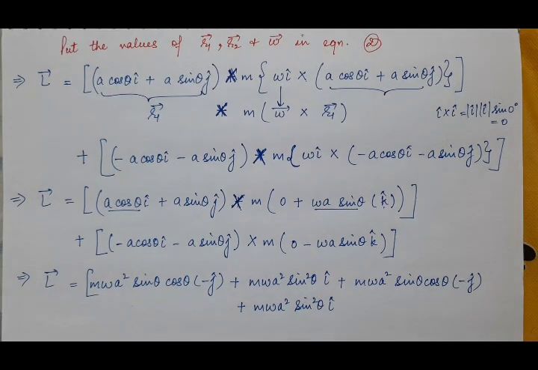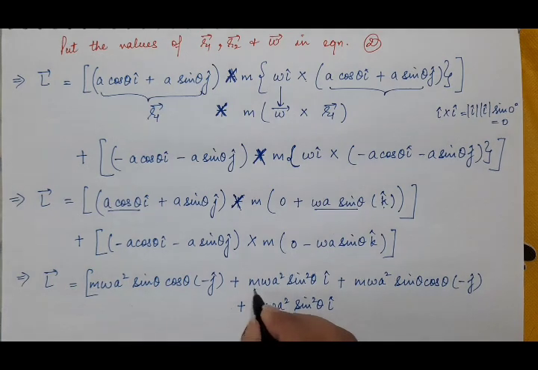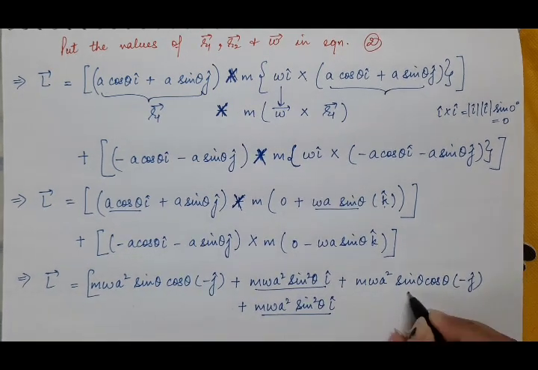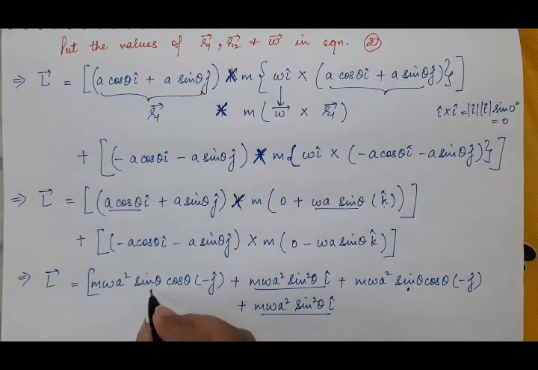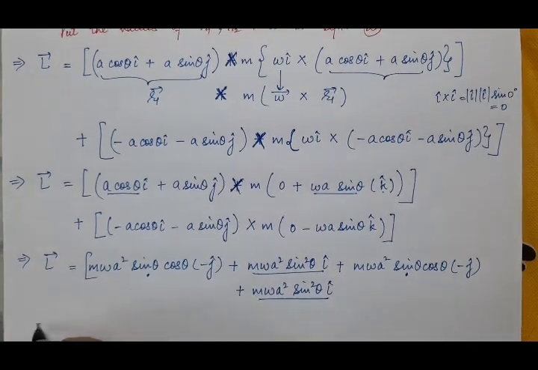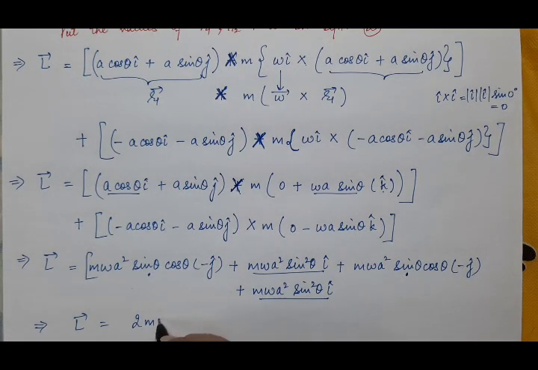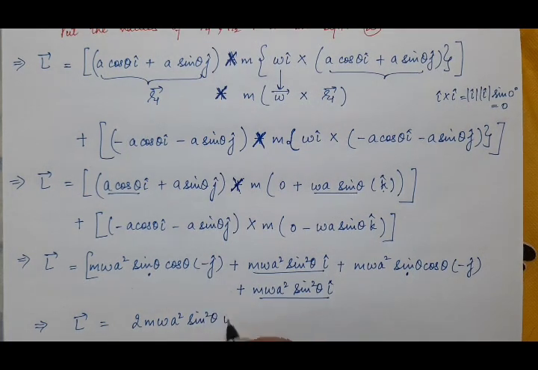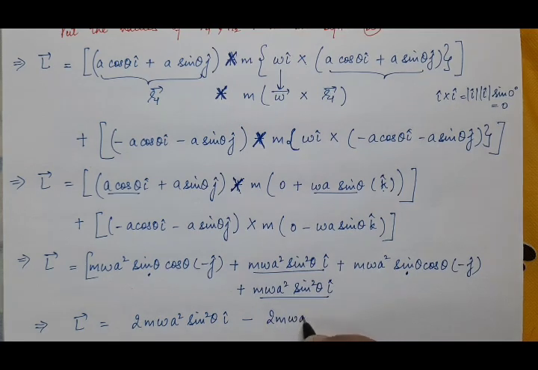Now you can see both of these terms are the same, and these two terms are also the same. So add these terms, and we get L vector is equal to 2m omega a square sin square theta into i cap minus 2m omega a square sin theta cos theta j cap.